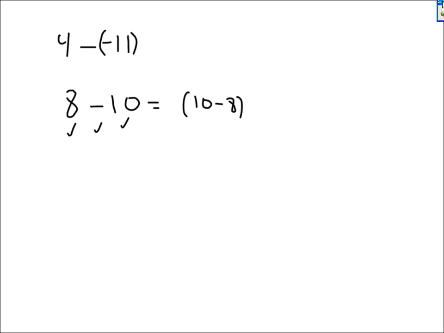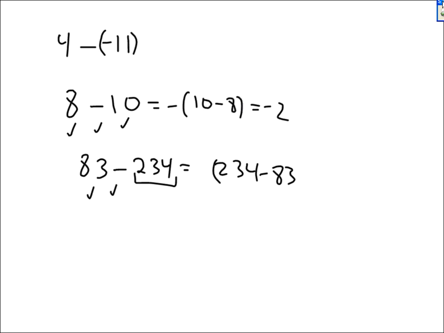Let's try some more. Minus negative 11. But by the way, in the last few, 8 minus 10. Is this 8 minus 10? The answer is yes. So then you play the backwards game, and you get negative 2. Is this 83 minus 234? Yes, it is. That's 83, that's minus, and yes, that is 234. And in this case, you play the backwards game, and you get whatever you get. I think we got negative 151.